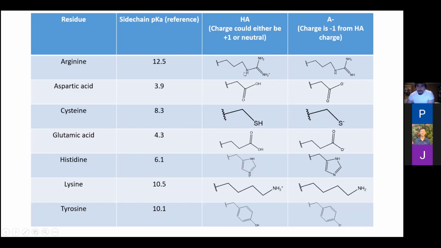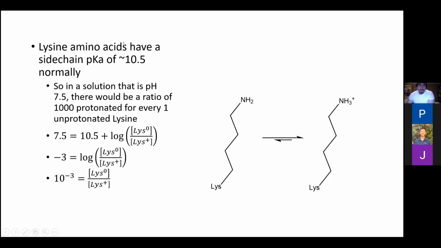I can't see chat anymore because it blocks too much of my screen, so someone will have to say. Okay, so to give an example, I'll use lysine, which has a side chain pKa of about 10.5 normally. If your pH is 7.5, then if you plug that into the Henderson-Hasselbalch equation, you'll get that there are about 1,000 protonated lysines, the form on the right, for every one unprotonated lysine, which is the one on the left. So the equilibrium lies heavily to the right.